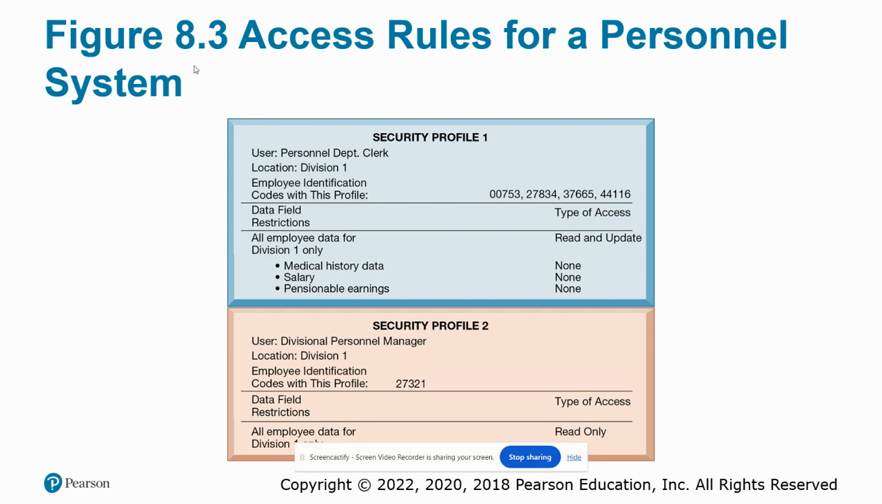These two examples represent two security profiles, or data security patterns, that might be found in a personnel system. Depending on the security profile, a user would have certain restrictions on access to various systems, locations, or data in that organization.